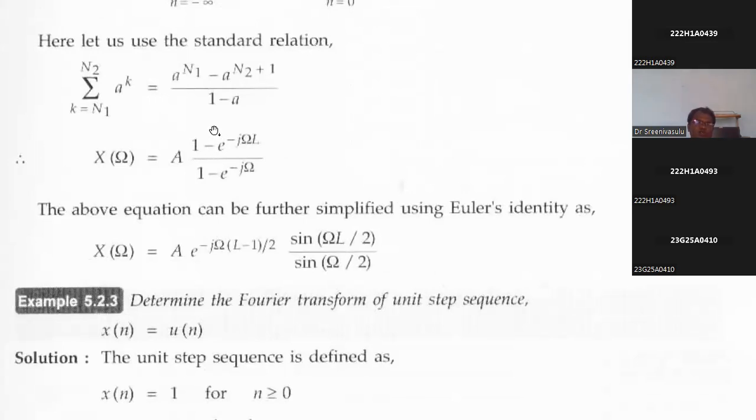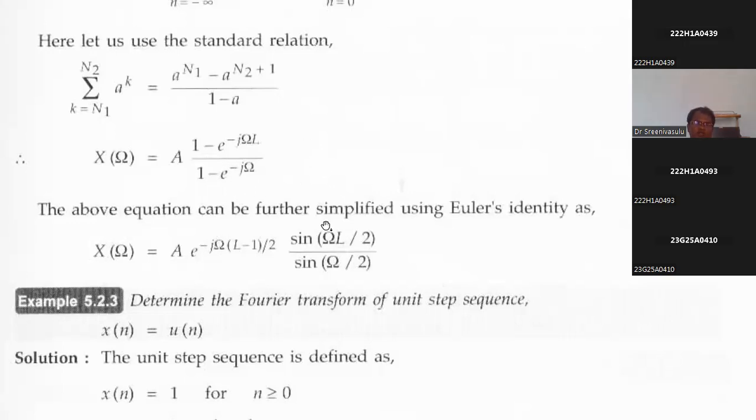So e power j omega L by 2, e power minus j omega L by 2 gets cancelled. So finally we'll get 1 only. And this you can also write as e power minus j omega L by 2 into e power minus j omega L by 2. Similarly here also, e power j omega by 2 into e power minus j omega by 2. This is e power minus j omega by 2 into e power minus j omega by 2. And then you take e power j omega L by 2 as a common factor. In the denominator, e power minus j omega by 2 is a common factor.